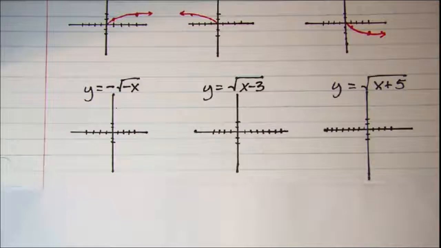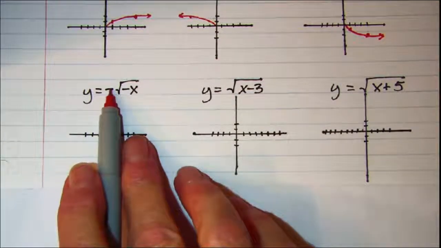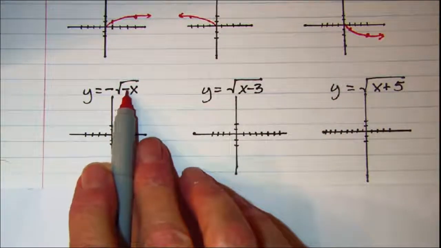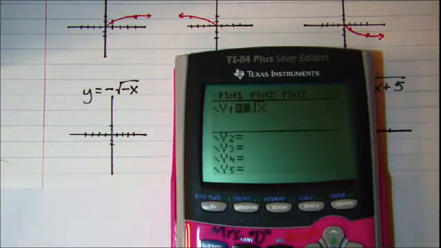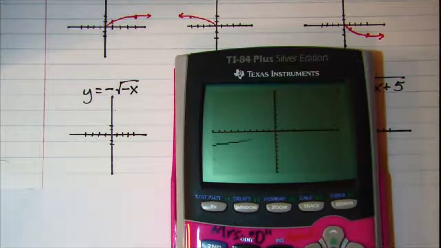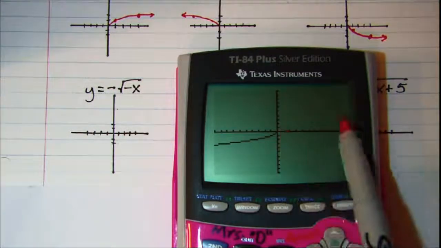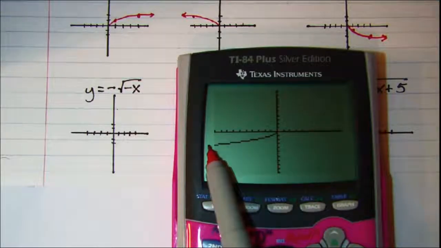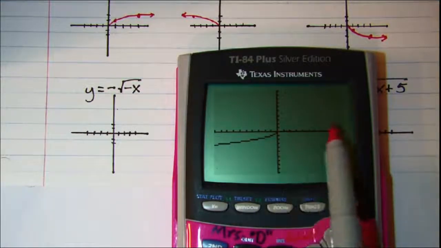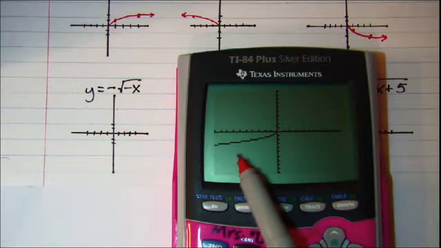Let's try. Now this one, we're putting a negative outside the function, and also we're negating the x value. And this one went from the curve up in quadrant 1 to the curve in quadrant 3. So we're reflecting across the y-axis and also across the x-axis.